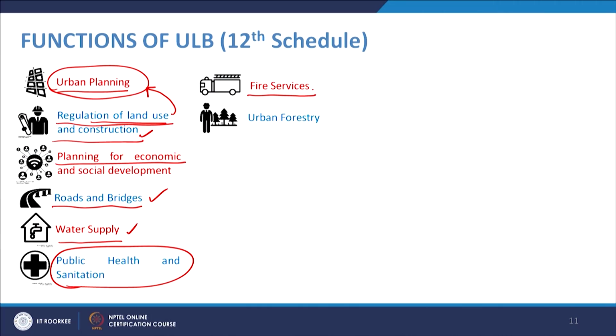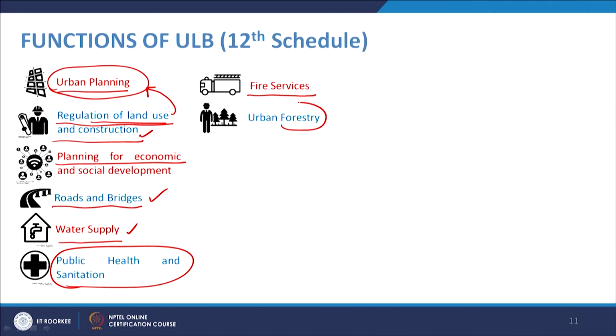Next is urban forestry. When we say urbanization and urban area, it definitely grows beyond the municipal boundary sometimes. So, unless we reserve forest area or green area, it is very difficult to maintain our sustainability. That is why urban forestry is also a very important part of the 12th Schedule.